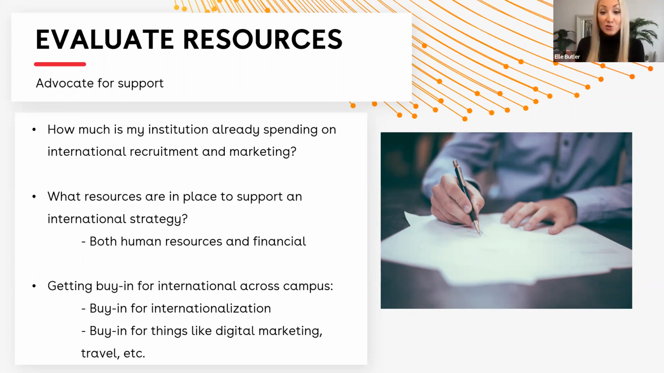Of course, financial resources can be a bigger hurdle, which means you have to get buy-in for the strategy across your campus. And getting buy-in for an international marketing strategy across campus means getting buy-in in two distinct areas. First, getting buy-in for internationalization, and second, getting buy-in for digital marketing. Because you simply cannot market to international students solely through traditional marketing and travel.